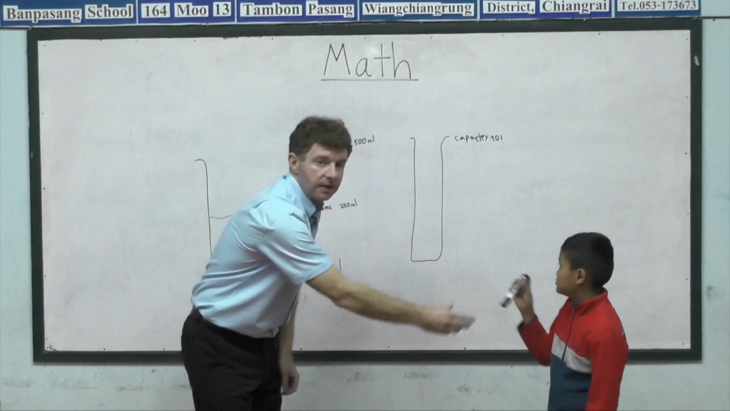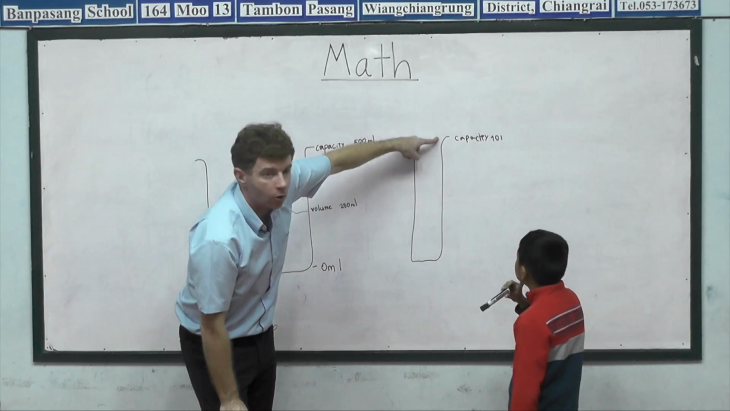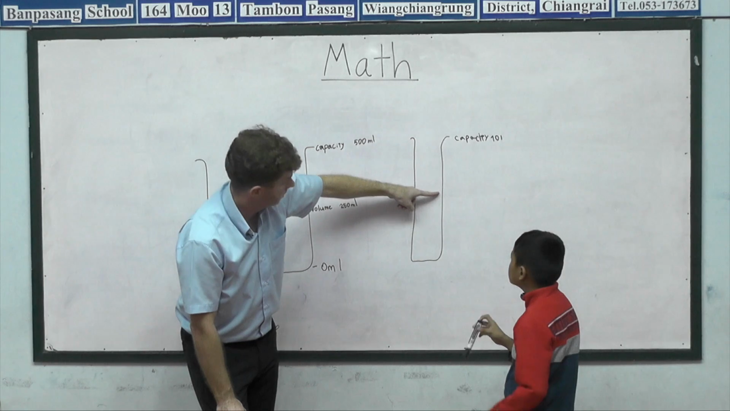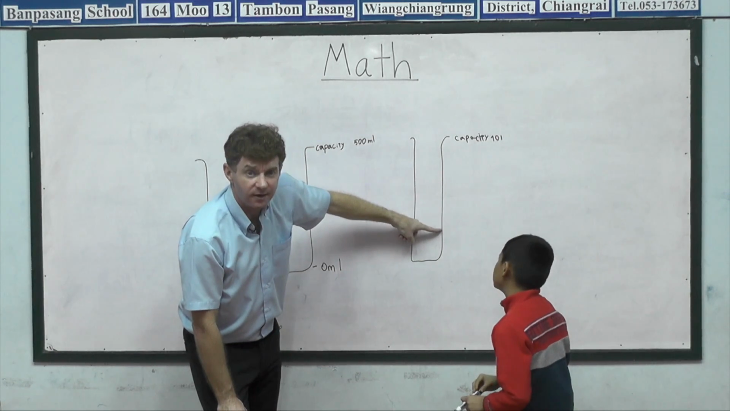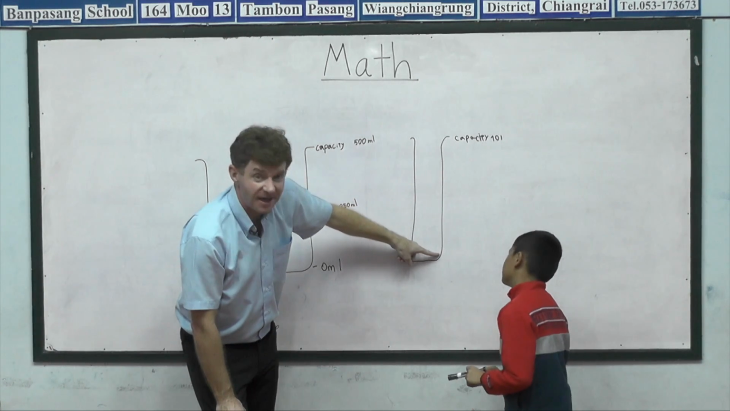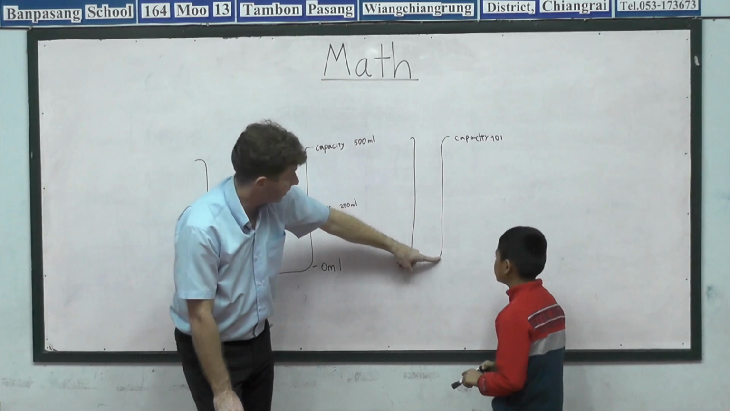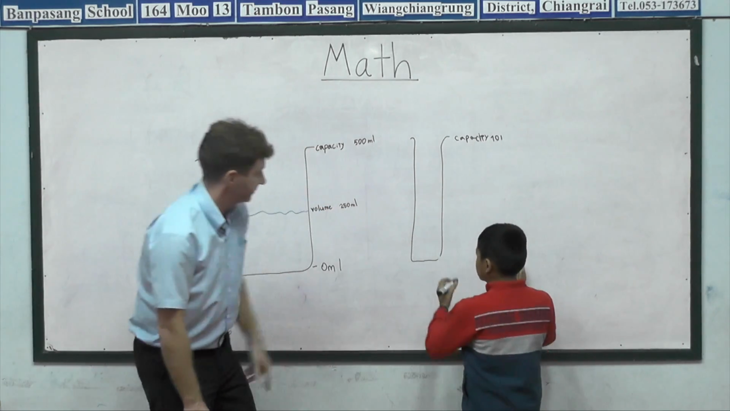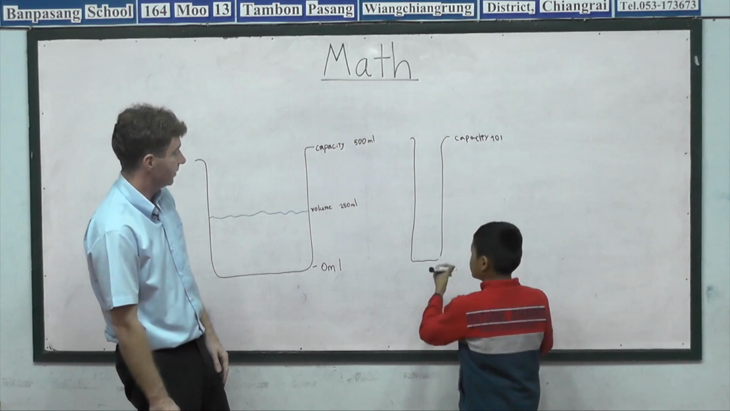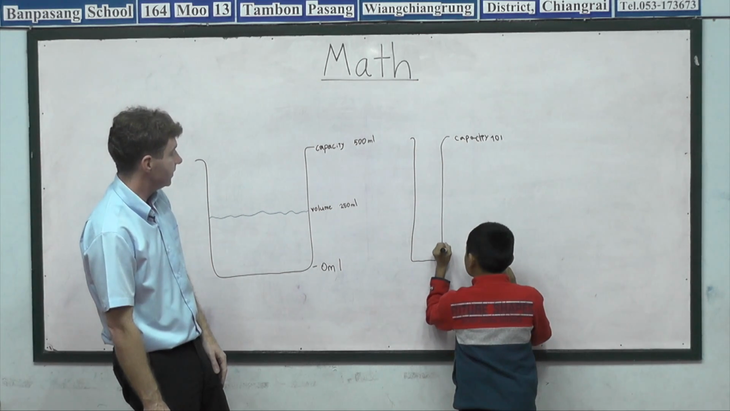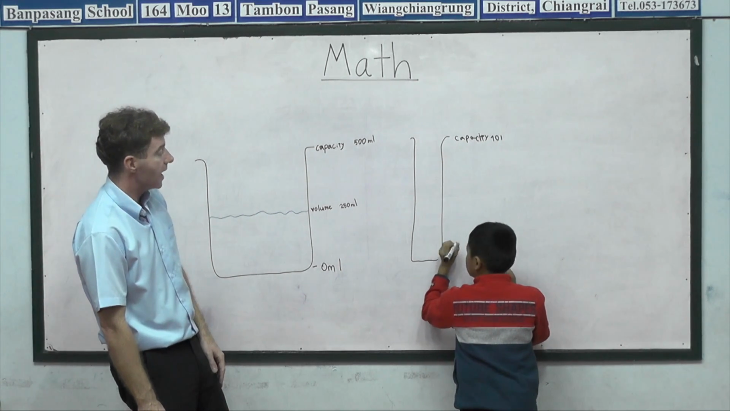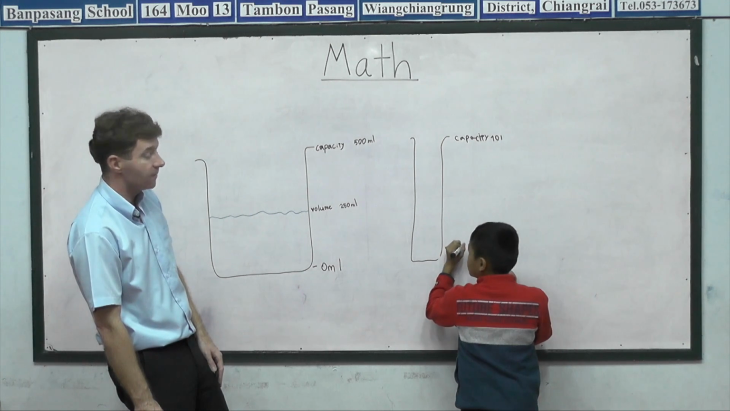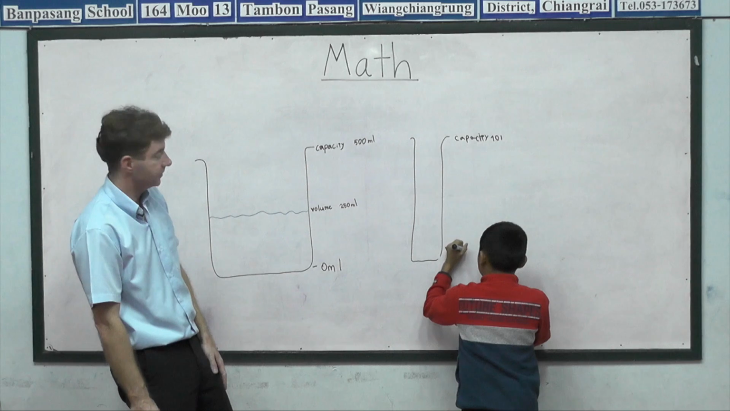So where do we think? Will 1 litre go here? No. Will 1 litre go halfway? No. Will 1 litre go quarter way? No. Will it go further down? Yes. We need to write our volume here, near the bottom. V, O, L, U, M, E.